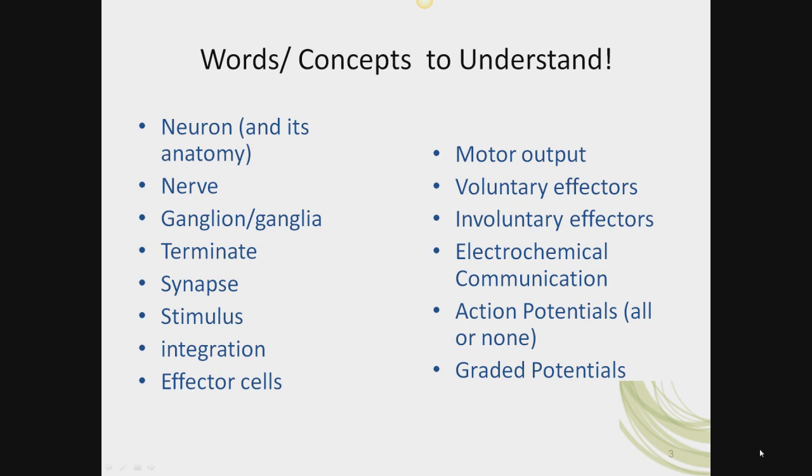Electrochemical communication refers to the way that neurons can send signals. They use an initially chemical response. They bind to chemical signals, then they transduce that chemical signal, potentially, into an electrical one, which is then retransduced back into a chemical communication.